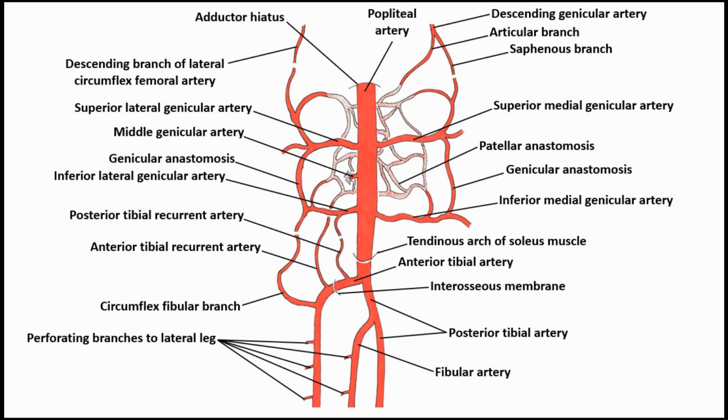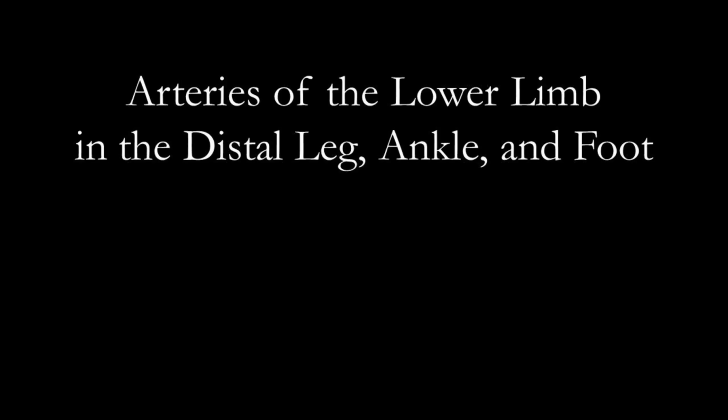Now, the anterior tibial artery and posterior tibial artery and fibular arteries are all going to travel inferiorly along the leg until we reach the ankle and foot, at which point multiple other branches are going to come into existence, and that's what we'll see on the next slide.